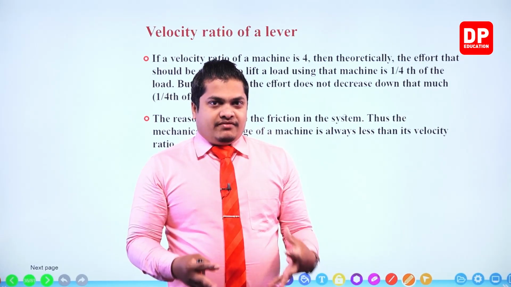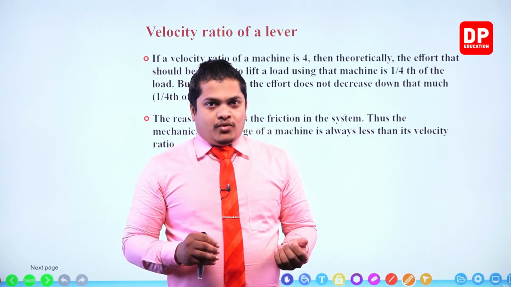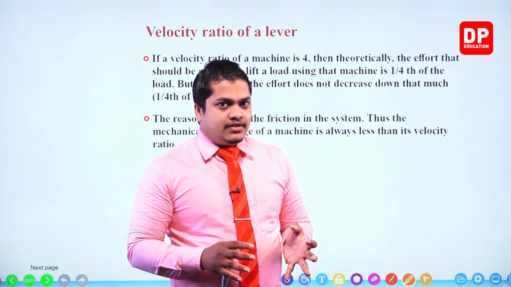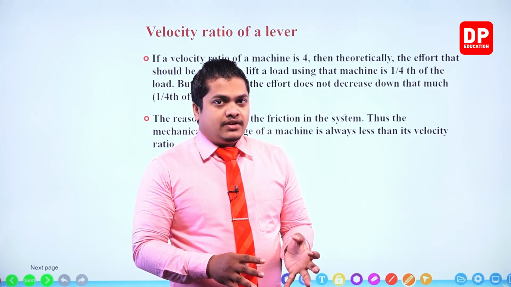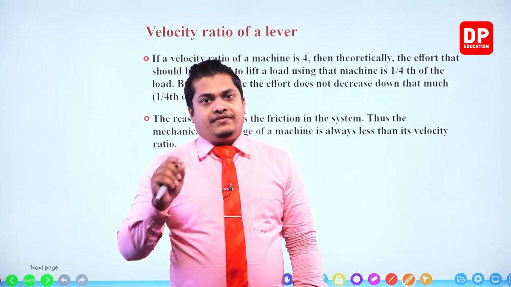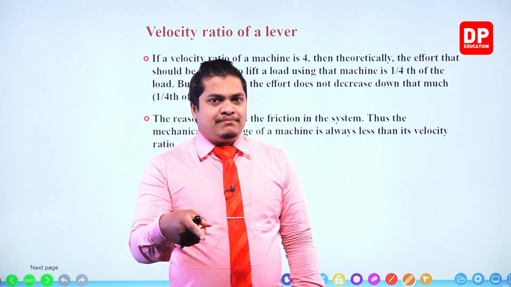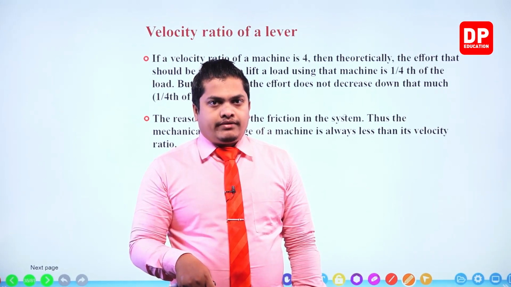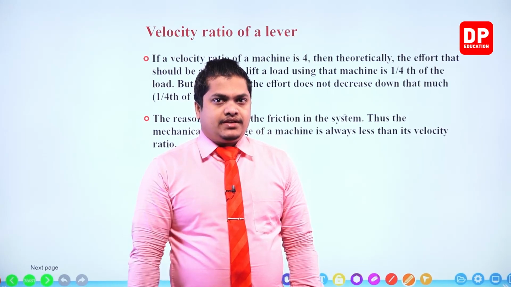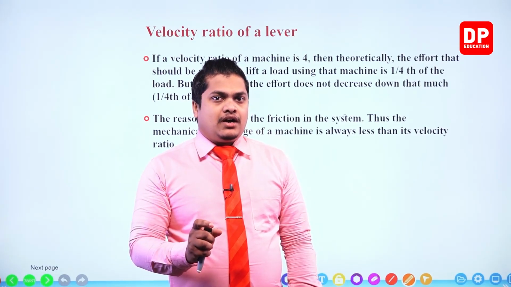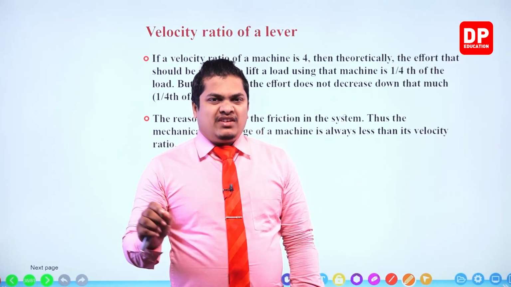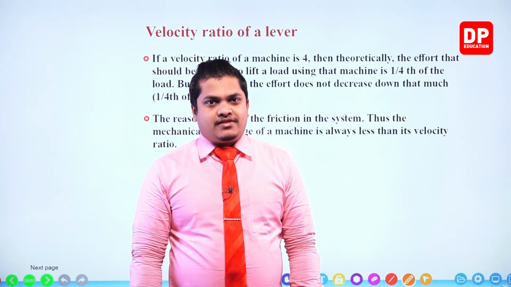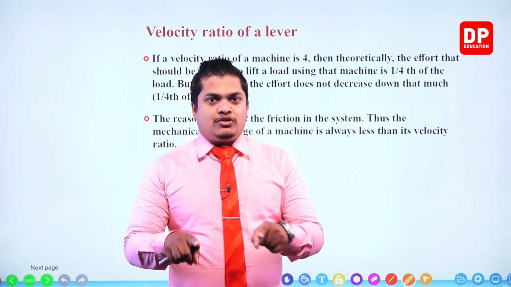In theory, if the velocity ratio is 4, my dear children, then 1/4 times the load should be applied as the effort to lift that load. Let's take a very simple example. If the load is 40 Newton of weight, then to lift that weight we just need to apply only 10 Newton as the effort. That's it: 40 multiplied by 1/4, 10 Newton.